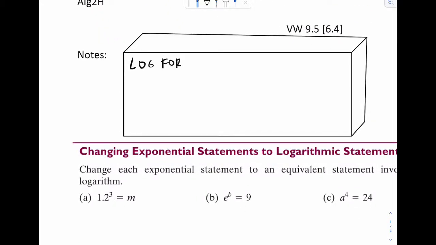So log form is defined as this. Log, it's called a base. It's like a little subscript. Then you have b, that equals x. And then there's what's called exponential form. That's a to the x equals b. And these forms are representing the same variables in different visual representations.